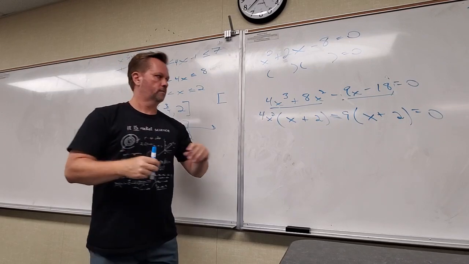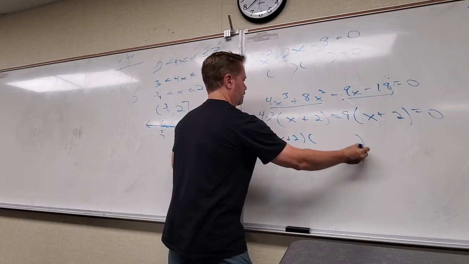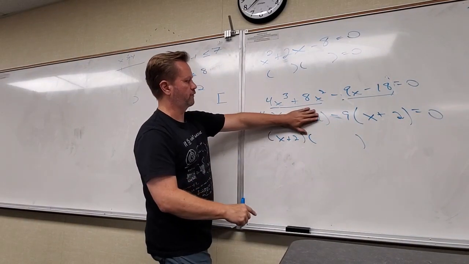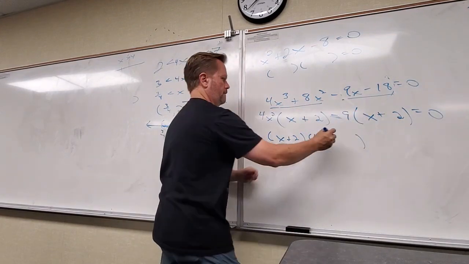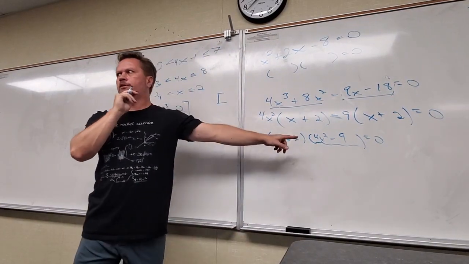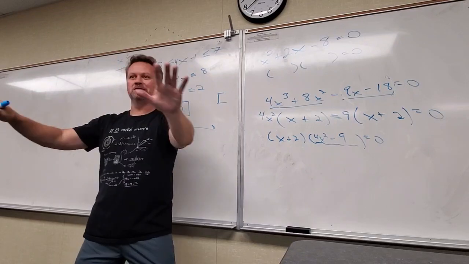You can take an x plus 2 out. And then 4x squared minus 9. Because if I take an x plus 2 out, I'm left with 4x squared minus 9, correct? Yep, that's all we're doing. Do you see how this is done? That's all I'm going to do for you.